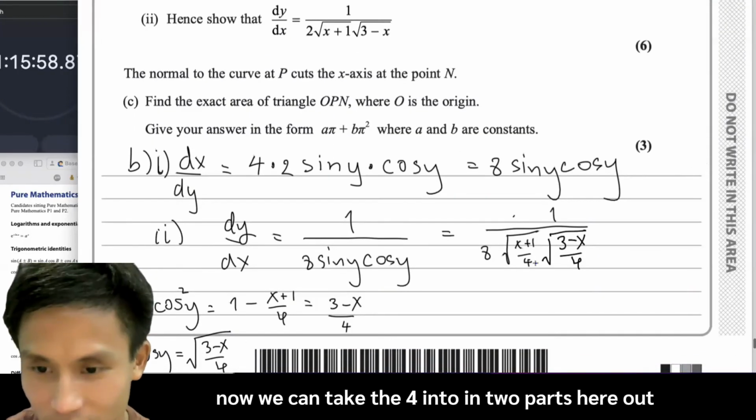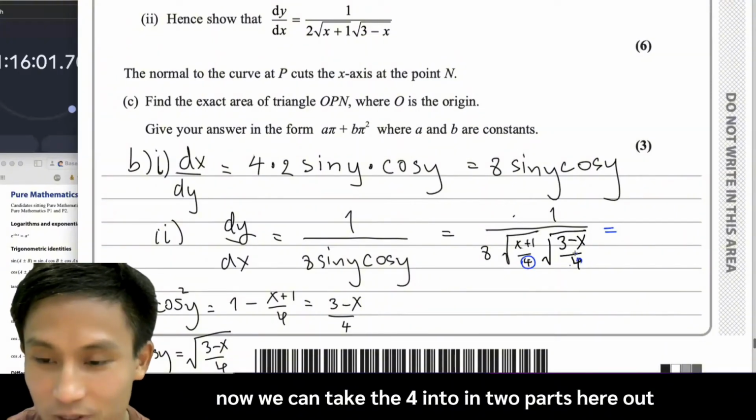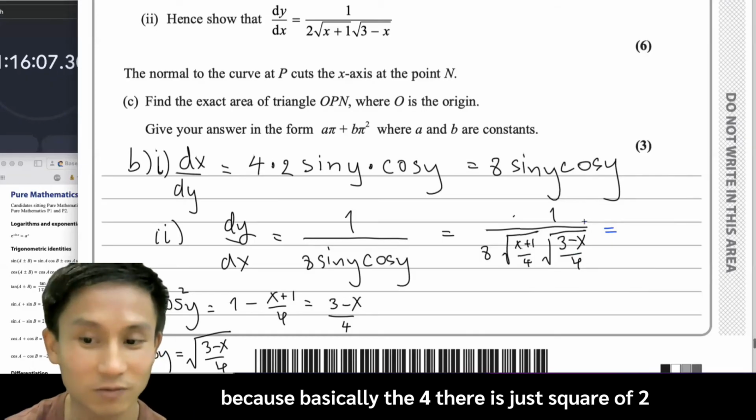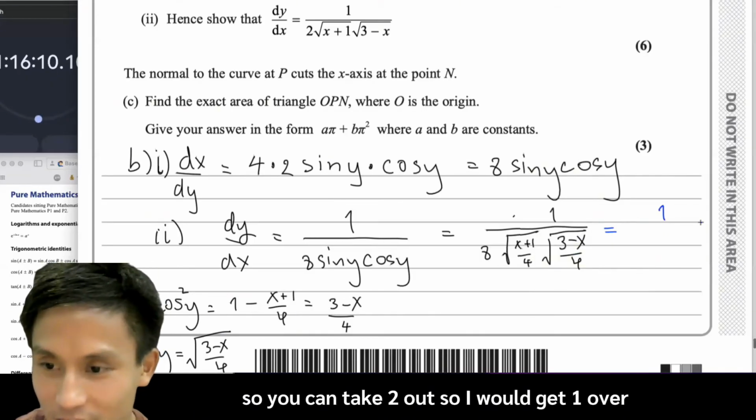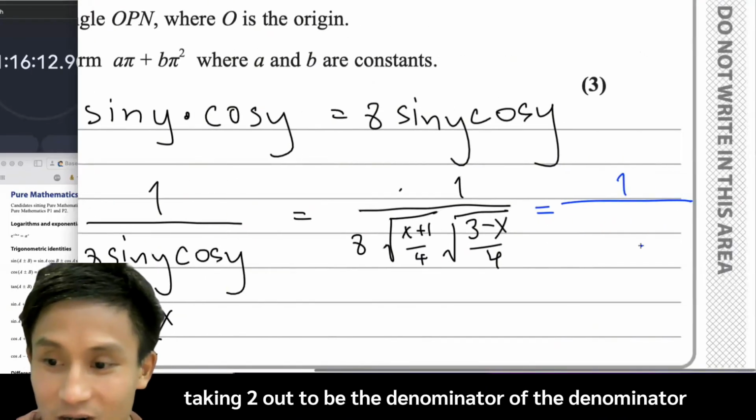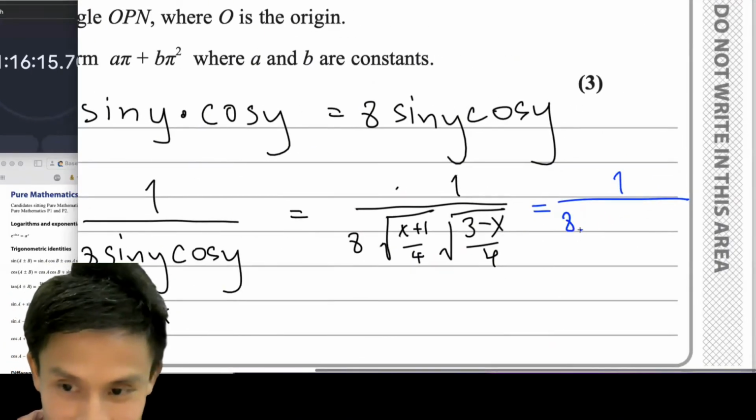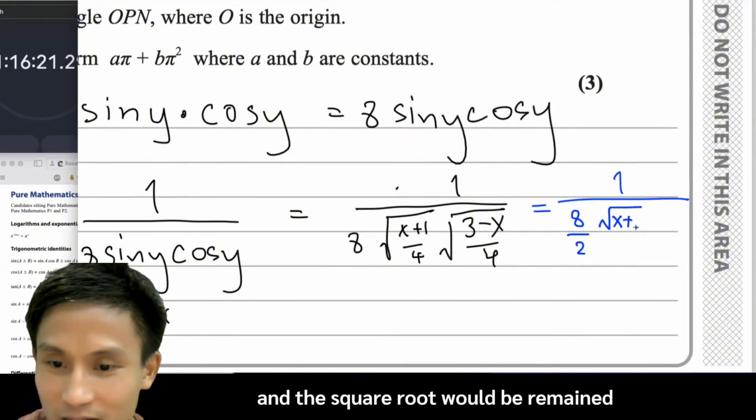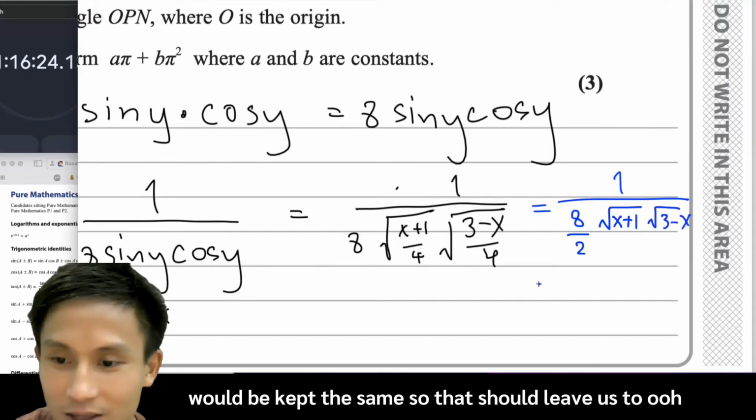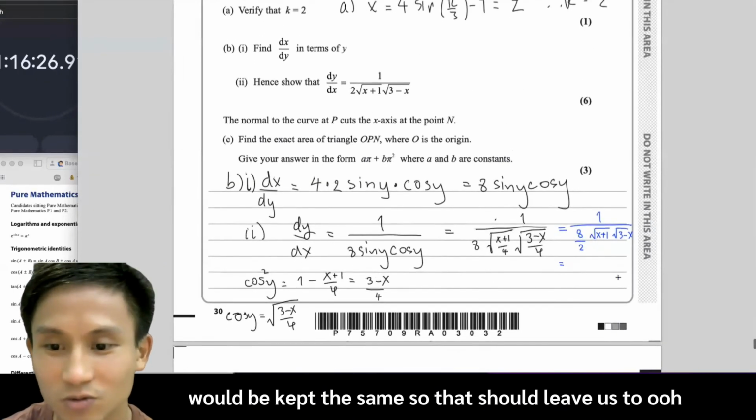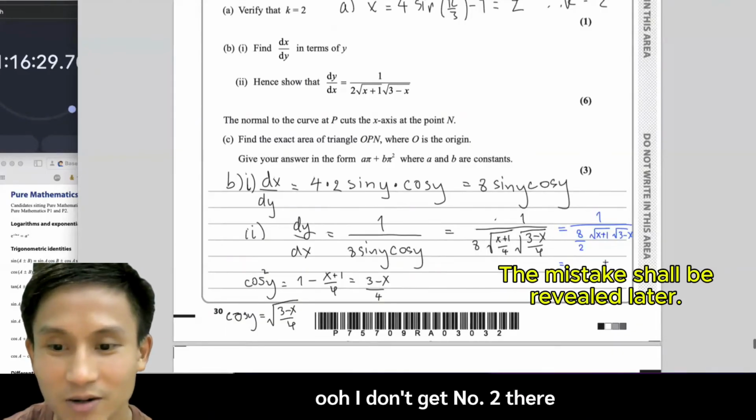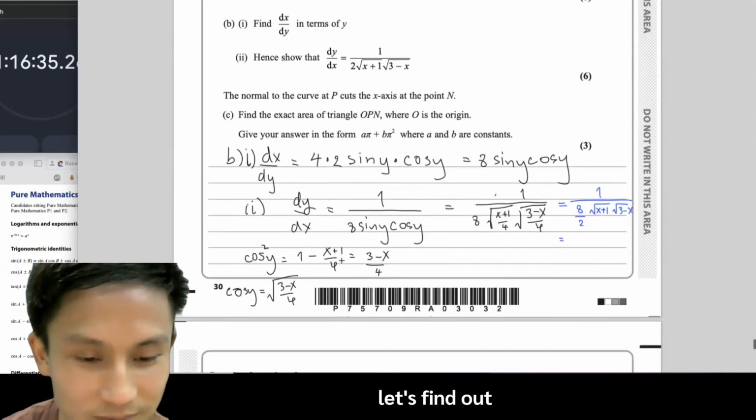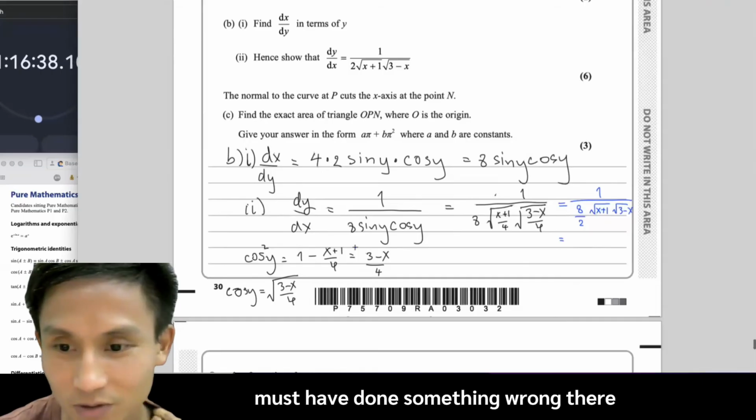Now we can take the 4 out, because the 4 there is just the square of 2, so you can take 2 out. So I would get 1 over, taking 2 out to be the denominator of the denominator, so here it is over 2 for the 8, and the square root is kept the same. So that should leave us with, I don't get number 2 there. What did I do wrong, guys? Let's find out. Must have done something wrong there.